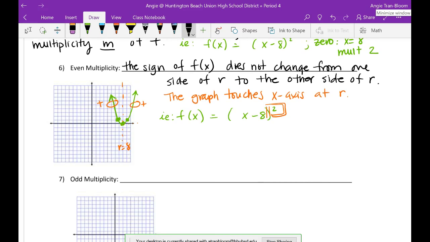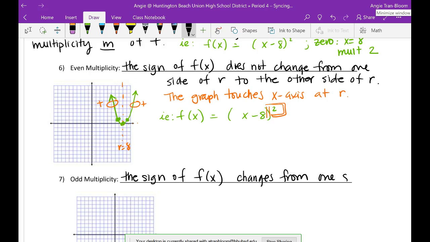Let's define it and then we'll give it an example. The sign of f of x changes from one side of r to the other side of r.